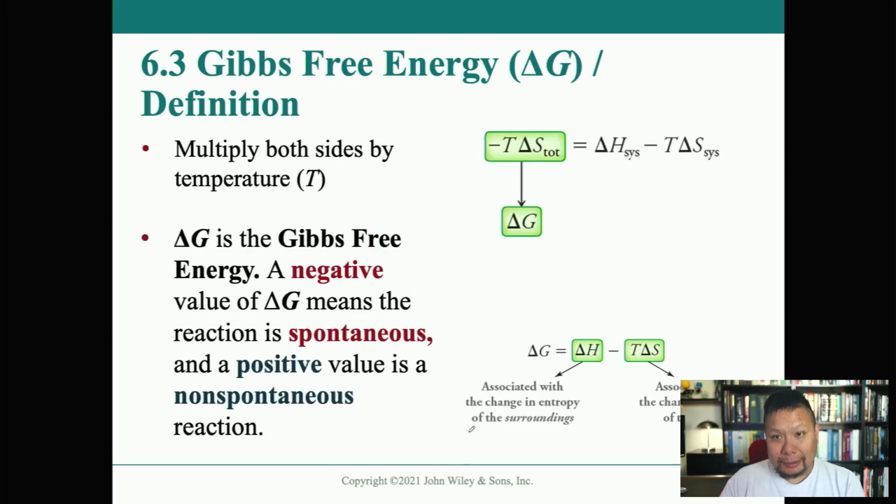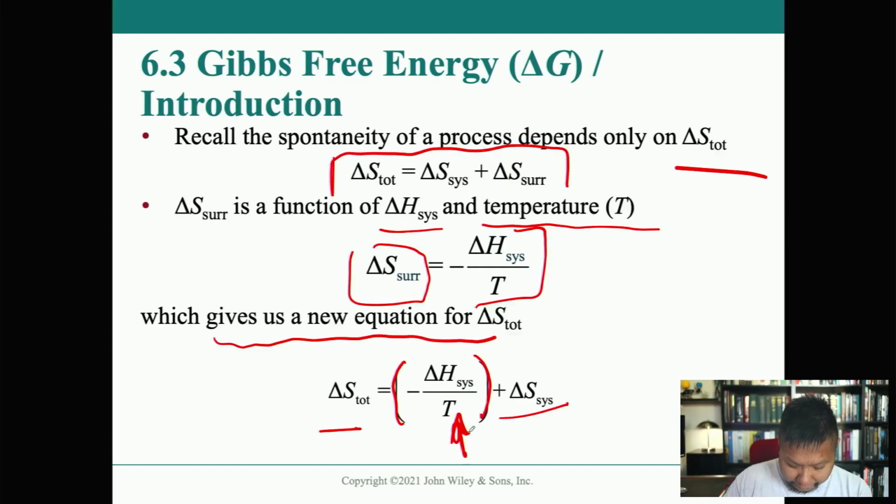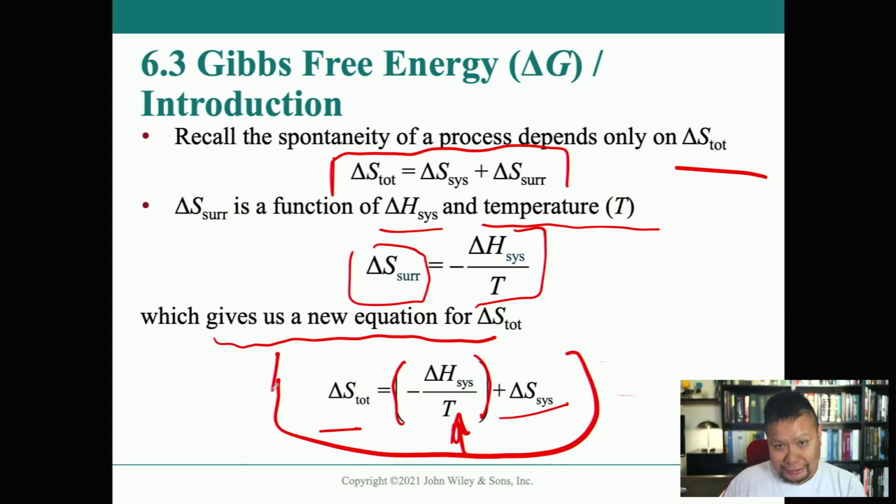So, that brings us to talking about delta G. You're like, oh my gosh, how many deltas are there? So delta G is Gibbs free energy, and to get delta G, you multiply both sides of this equation by temperature. That means you multiply this by temperature, you multiply this by temperature, and you multiply this by temperature.